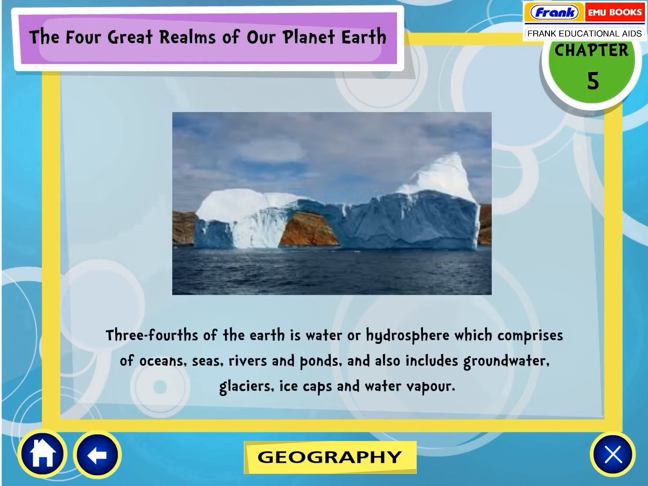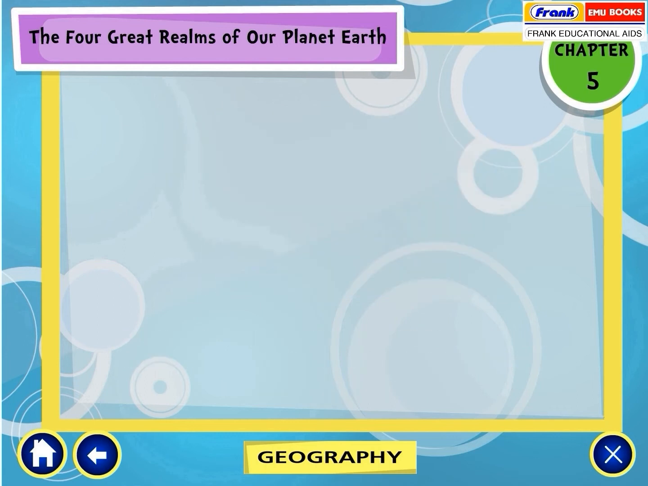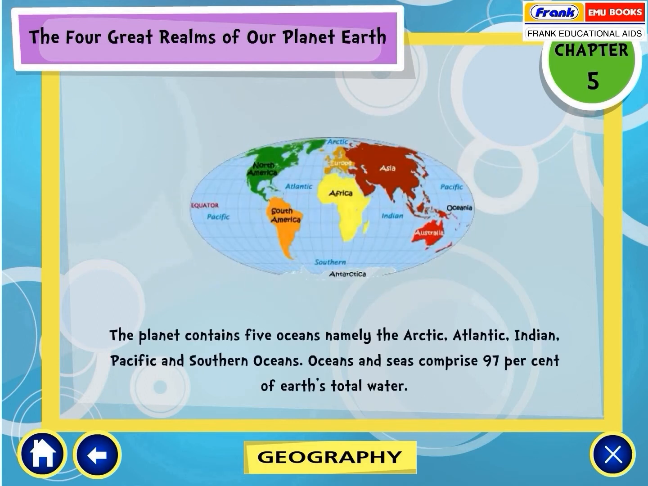3/4 of the Earth is water or hydrosphere, which comprises of oceans, seas, rivers and ponds, and also includes groundwater, glaciers, ice caps and water vapor. The planet contains 5 oceans, namely the Arctic, Atlantic, Indian, Pacific and Southern Oceans. Oceans and seas comprise 97% of Earth's total water.